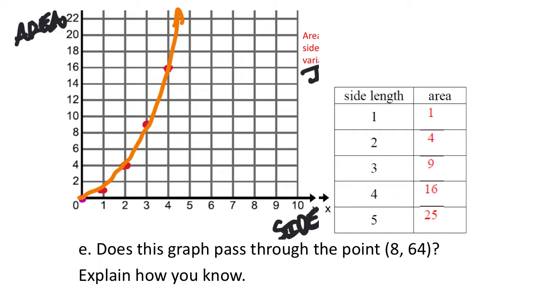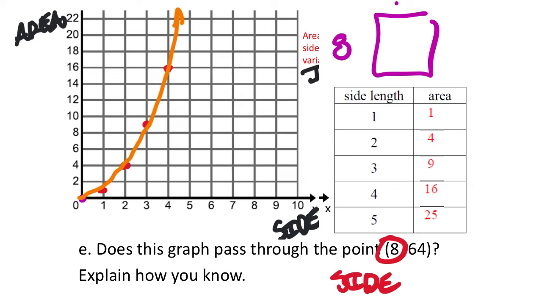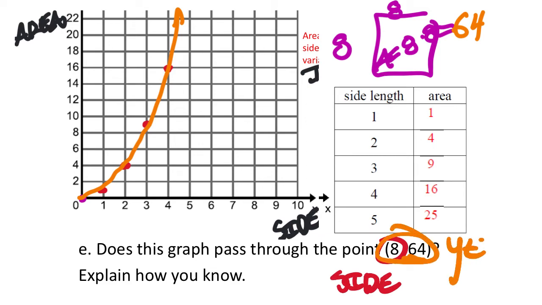So does this graph pass through the point 8, 64? Now, if it does, then that's saying that the side length is 8. So up here, we'll just kind of test it out. We'll say we've got a square here, side lengths of 8, which means the area is 8 times 8. Now, if this equals 64, that would be the area, and it does. So since it does equal 64, it is that ordered pair. So the answer is yes on this one. This graph will eventually go through the point 8, 64.